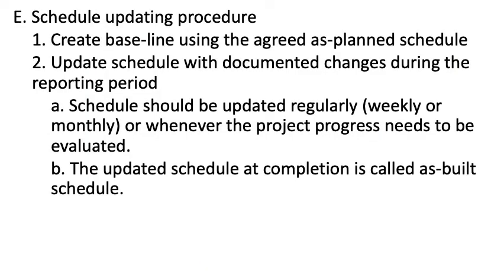Okay, so how do you develop an updated schedule? Two steps. Step number one, create a baseline schedule using the agreed as-planned schedule. The agreed as-planned schedule is the one that you submit to the owner before you start doing construction work, and this schedule has to be approved by the owner. Once it is approved by the owner, you can use it as a baseline. So if there are any changes on the schedule, we need to compare the updated schedule with the baseline schedule to see how much change there is on the project and who should be responsible for the changes.